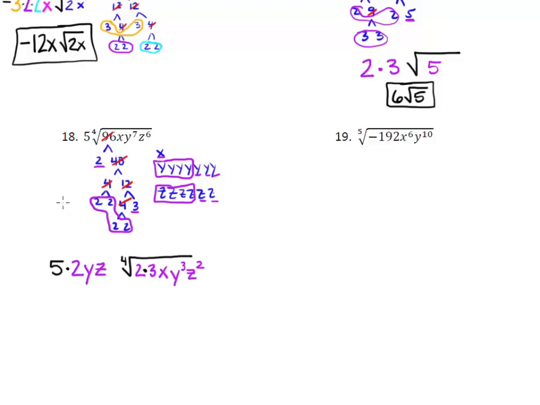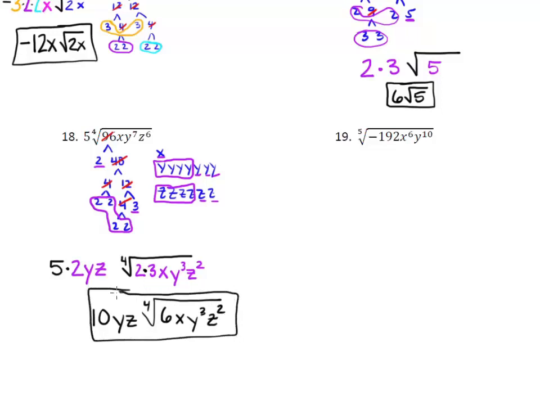So our final answer is 5 times 2, which is 10, yz, fourth root of 2 times 3, which is 6, xy cubed z squared. And there's our answer to 18.